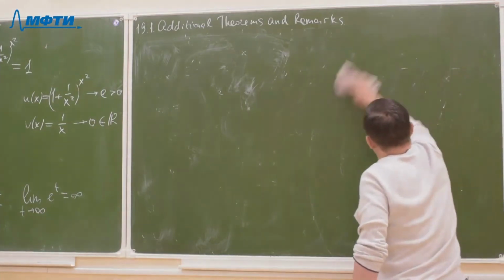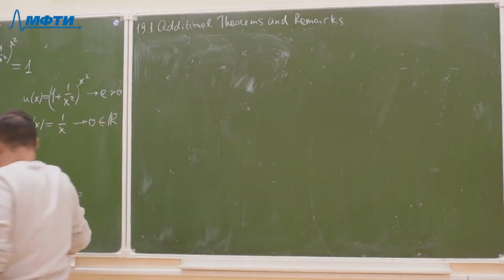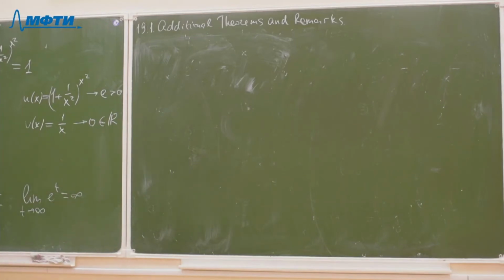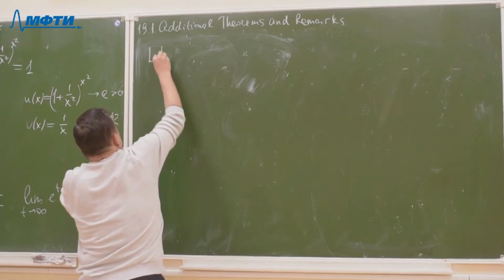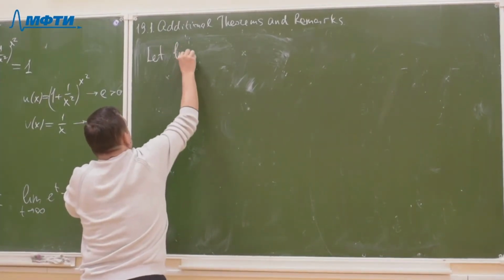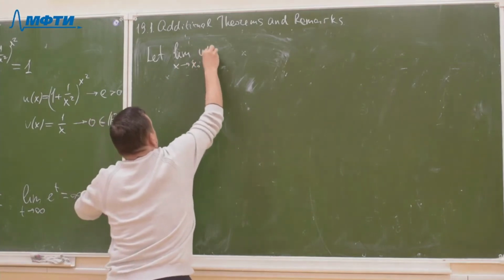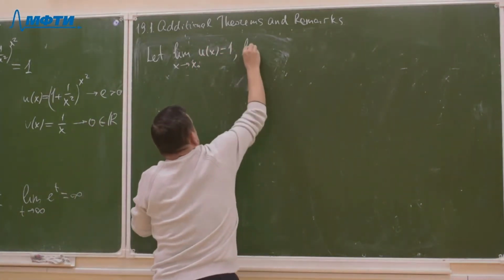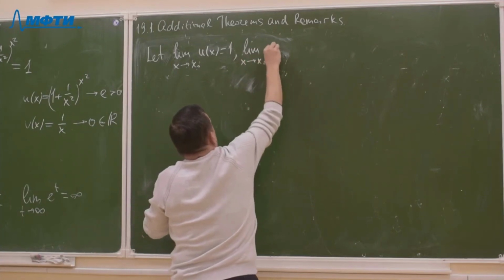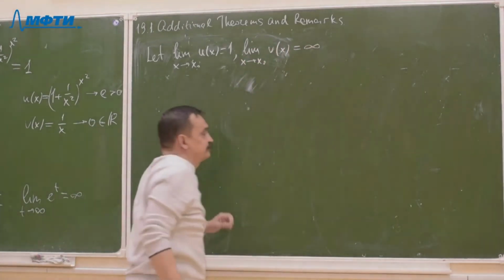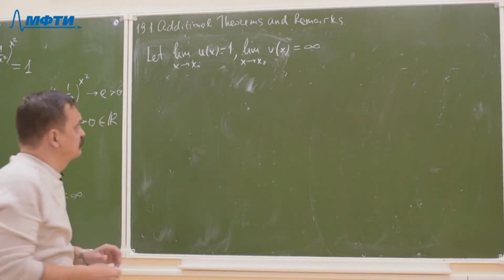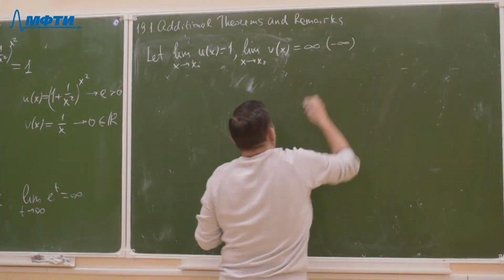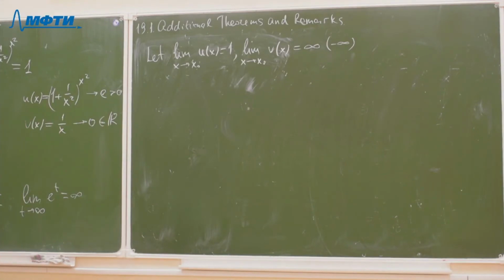And that is another way to avoid logarithmic. Okay, maybe firstly I'll proceed. So let the limit as x tends to x naught of u of x be 1, and the limit as x tends to x naught of v of x tends to infinity, maybe minus or plus infinity. Then how can we proceed?